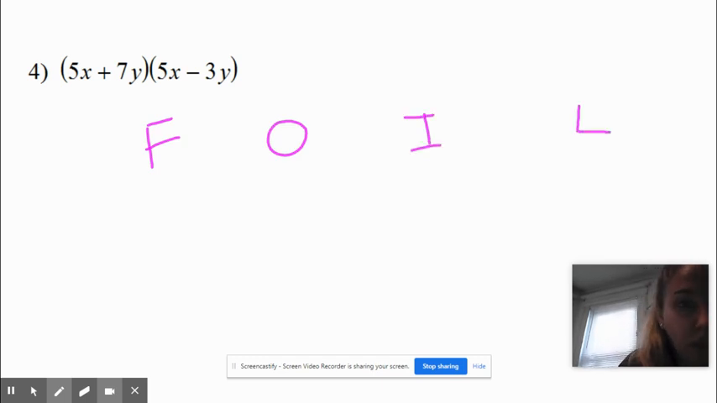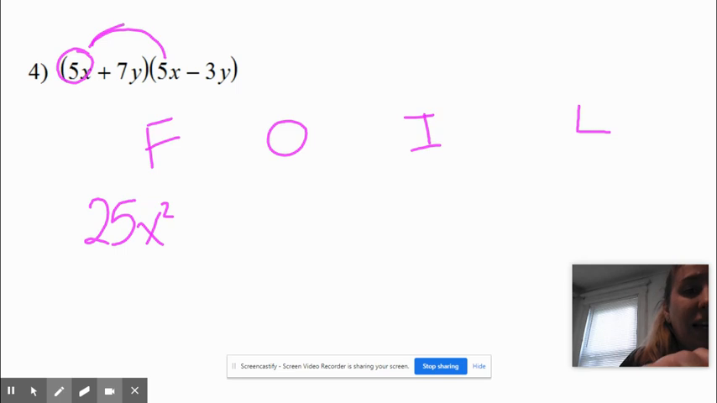F-O-I-L. 5x times 5x. 5 times 5 is 25. X times x is x squared. All right. 5x times negative 3y. Don't lose your negative. Positive 5 times negative 3 is negative 15, right? Like owing $3 to 5 people. And then x times y is xy.